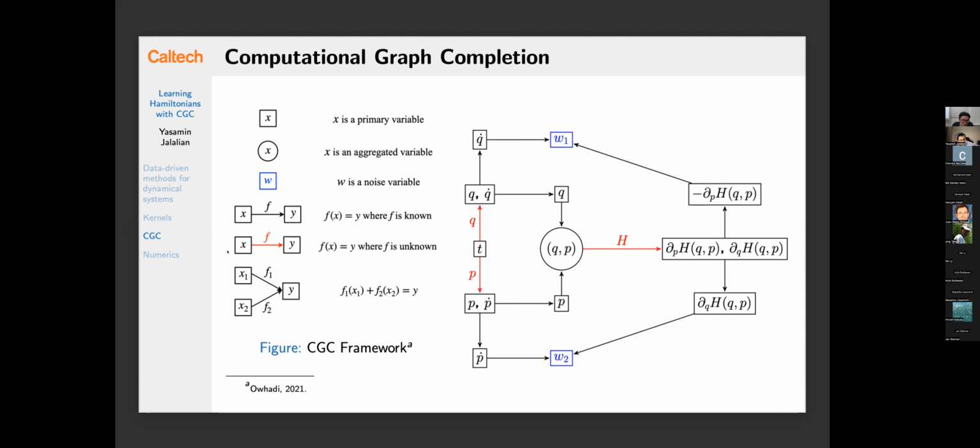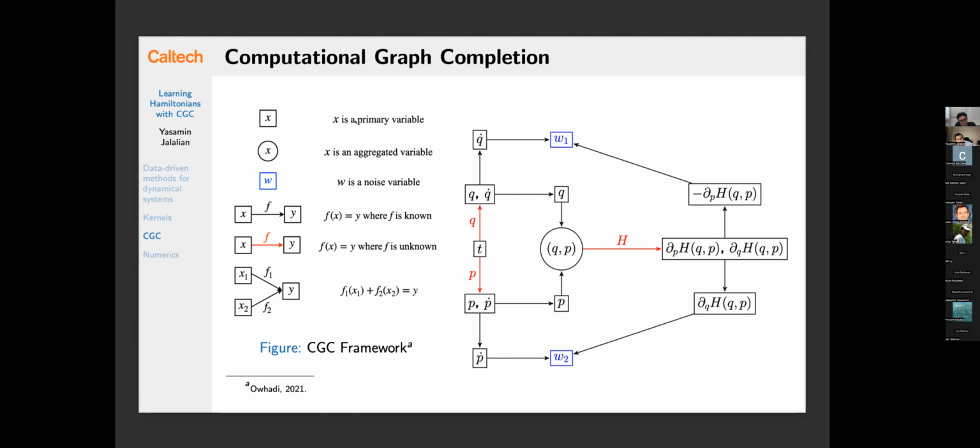And so now the edges, if there is a directed edge from vertex x to y, it means that y is a function of x. If in particular this edge is black, it's a known edge, and if it's red, it's going to be an unknown function. And finally, if there are two directed edges going from two different variables to another variable, and all of them are square variables, then it means that this is a sum of a function of the first one and a function of the second one.